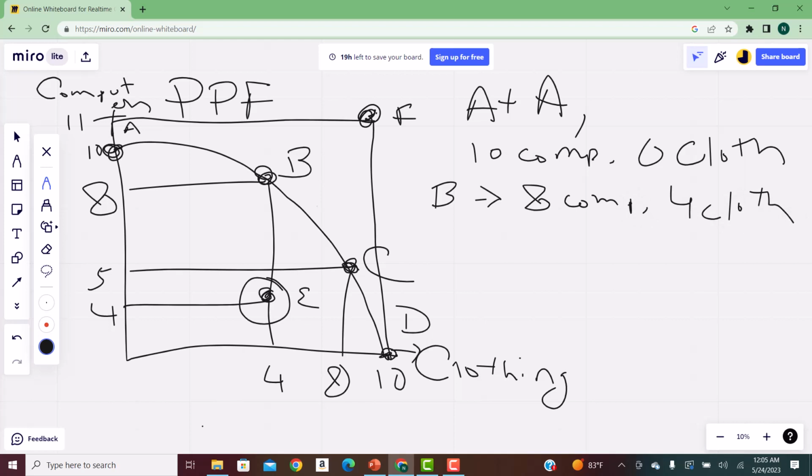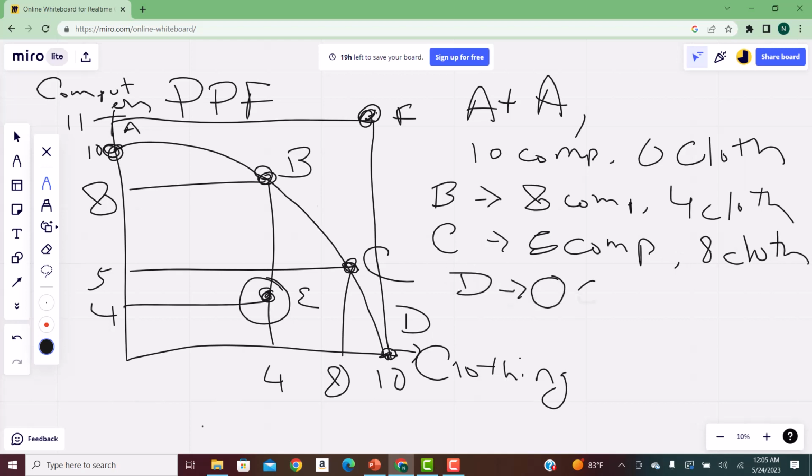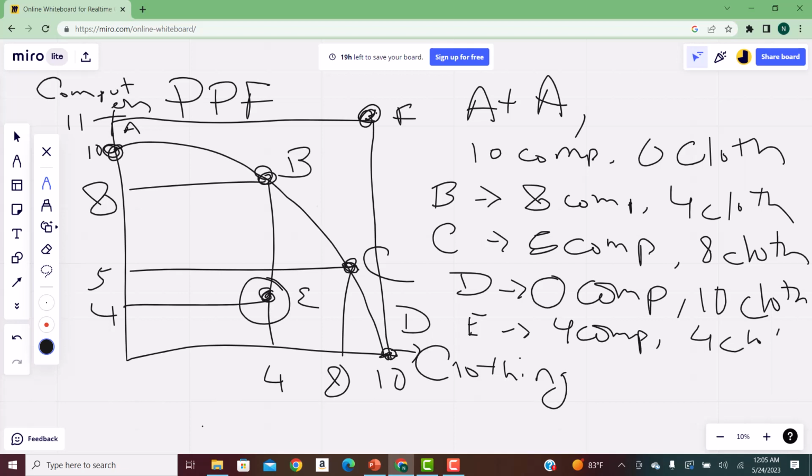Okay, then we go to point C, it has 5 computers and 8 clothes. Then we have point D, we have 0 computers and then 10 clothes. Then point E is 4 computers and 4 clothes. And then finally we have point F, which is 11 computers and 10 clothes.